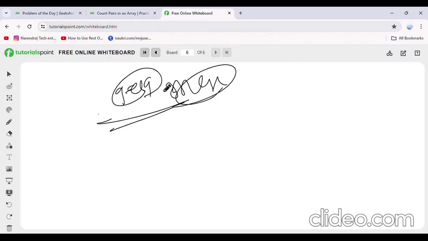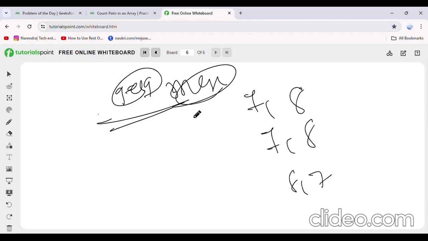Descending order means, for suppose if it is 7, it is 8. I am taking this. If 7, it is 8, I am taking the 8 first, then I am taking 7.